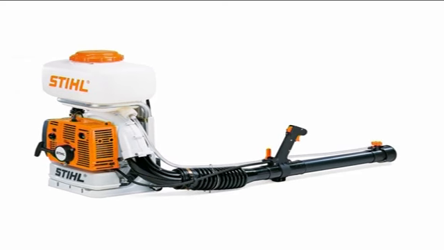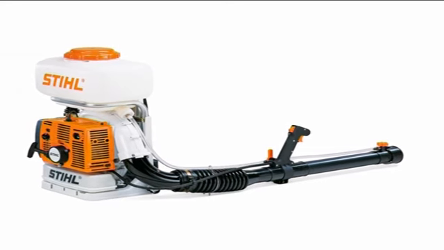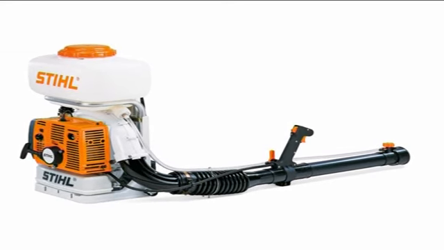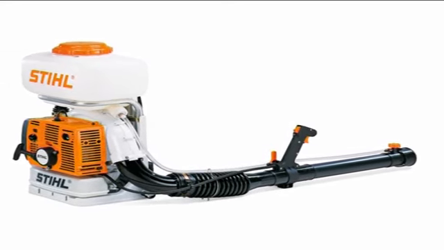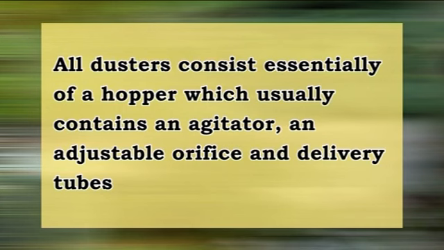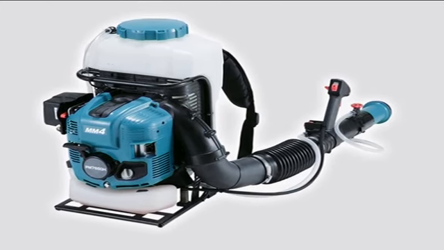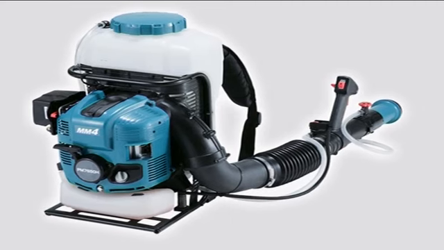The appliances that are used for applying dust formulations of pesticides are called dusters. All dusters consist essentially of a hopper which usually contains an agitator, an adjustable orifice and delivery tubes. A rotatory fan or a bellow provides the conveying air.